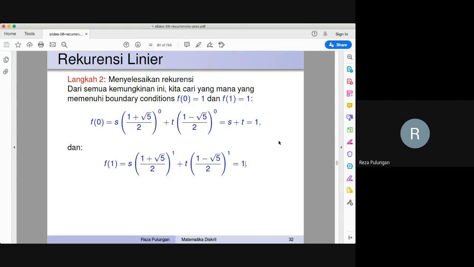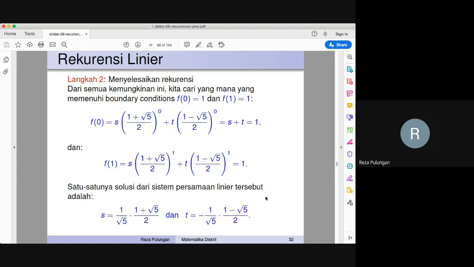You can use Gaussian elimination, anything. You can use any method to solve the system of linear equations. And the solution for S and T, you can try it yourself. This is the solution for S. S is 1 divided by the square root of 5 multiplied by (1 plus the square root of 5) divided by 2. And T is minus 1 divided by the square root of 5 multiplied by (1 minus the square root of 5) divided by 2.